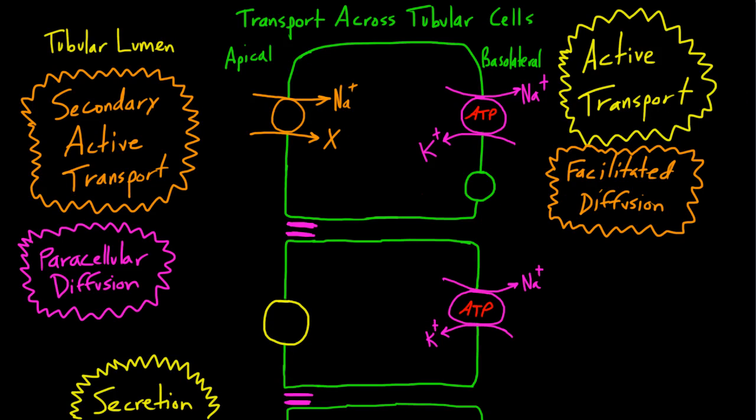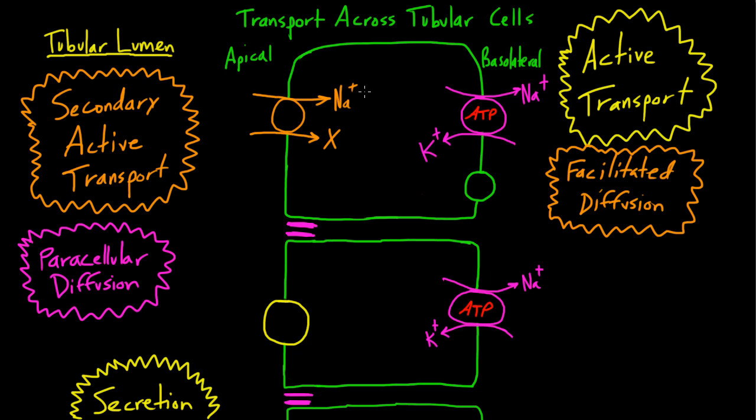Okay, so now we basically just zoomed in into a cartoon showing tubular cells, and this is the different ways that solutes are transported across tubular cells. So just to orient you, this is the tubular lumen on this side, and on the other side is where the blood is. Tubular cells have polarity, which really means that the two sides are different. They're not the same. The side facing the tubular lumen is called the apical side, and the side facing the blood or the interstitium is called the basolateral side.